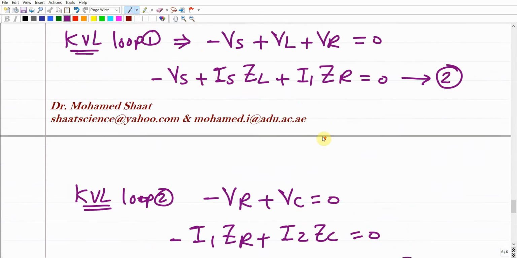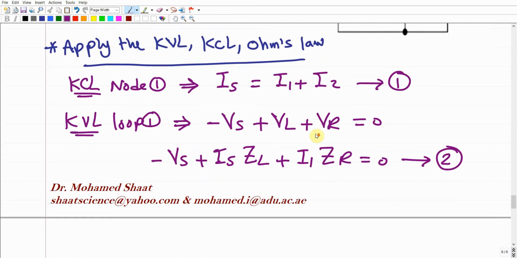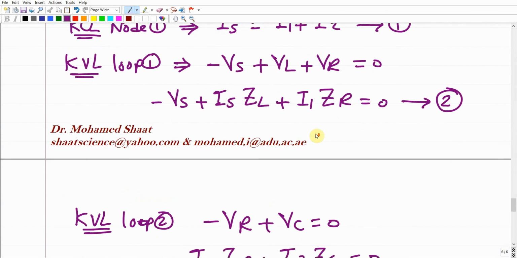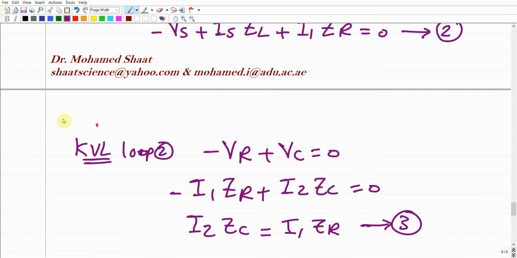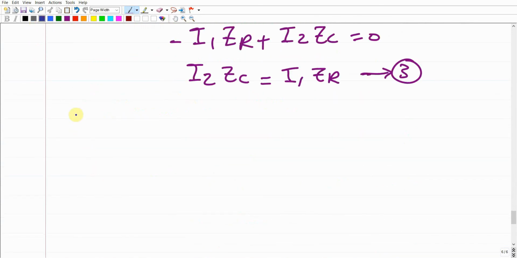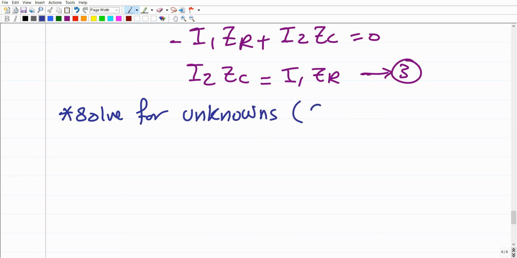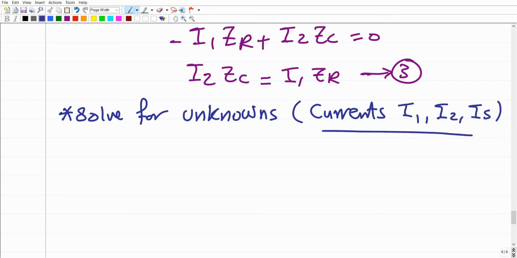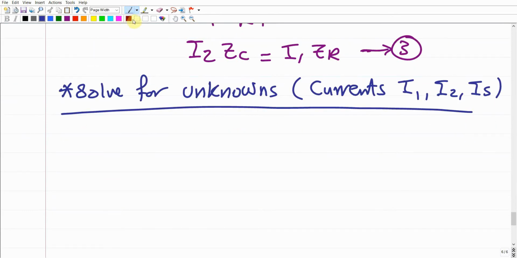Now we got three equations in three unknowns, I1, I2, and IS. Solve them and work in the simple form first, initially. So the second step is just to derive this equation, the third equation, and solve for unknowns. Again, what are the main unknowns that we are seeking within this electrical circuit? They are the currents I1, I2, and IS.